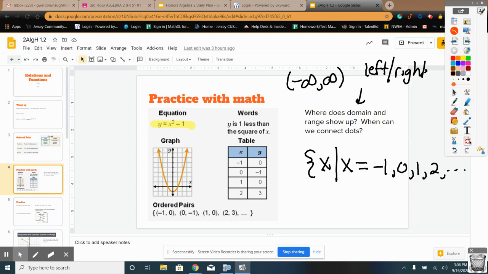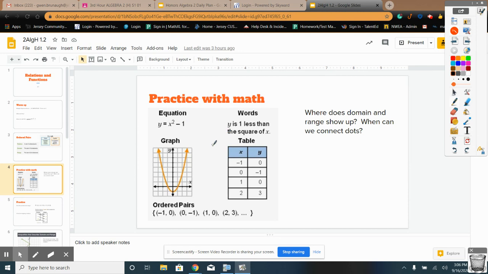Okay, now for the range, again, it's trickier in the equation and words, but for the range, you're looking for the y values in these multiple representations. So in the graph, that's talking about the down and up. So this graph bottoms out here at -1. So it starts at -1, but it goes up to infinity. So the range values would be -1 to infinity.